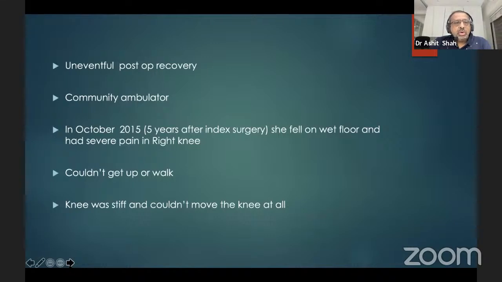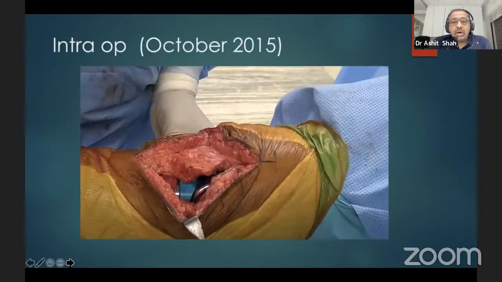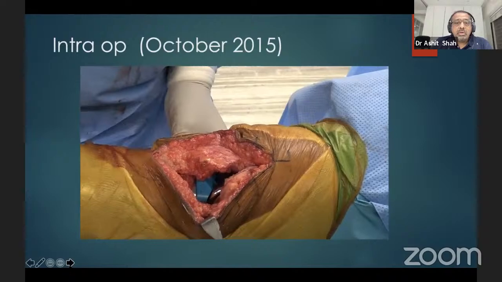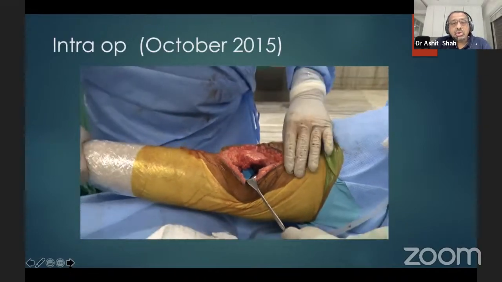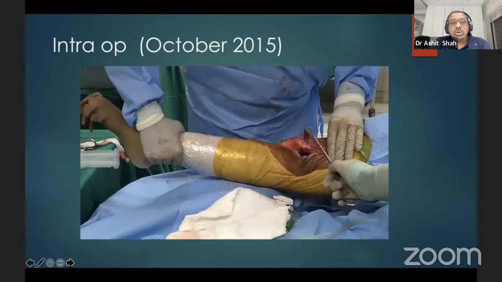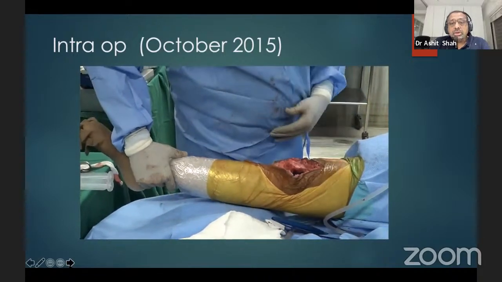Five years, absolutely no problem. She never came back to me after the initial 3-4 follow-ups, which are normally scheduled for a year. In October 2015, that is 5 years after the surgery, she fell on a wet floor and had severe pain in the right knee, could not get up, could not walk. The knee was stiff and she could not move it at all. I have missed the x-rays, but I took her to the operating room next day, keeping all the instruments and equipment ready. And this is how it was.